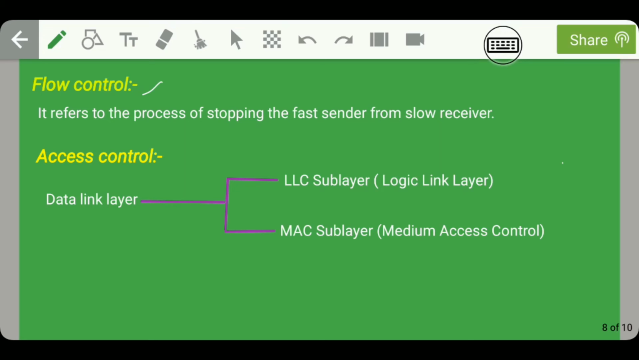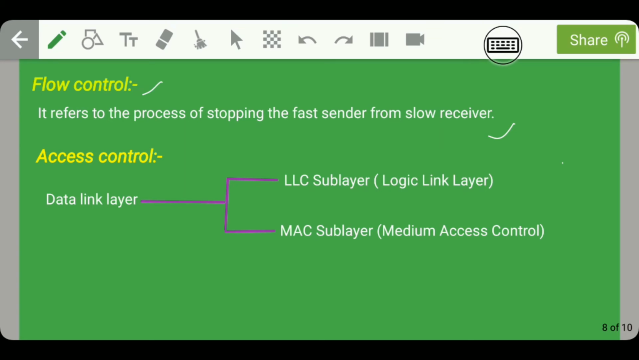So this flow control refers to the process of stopping the fast sender from overwhelming a slow receiver, and it is done by the data link layer in OSI reference model. Guys, moving on, the fourth functionality shown by the data link layer in OSI reference model is that it can do access control.